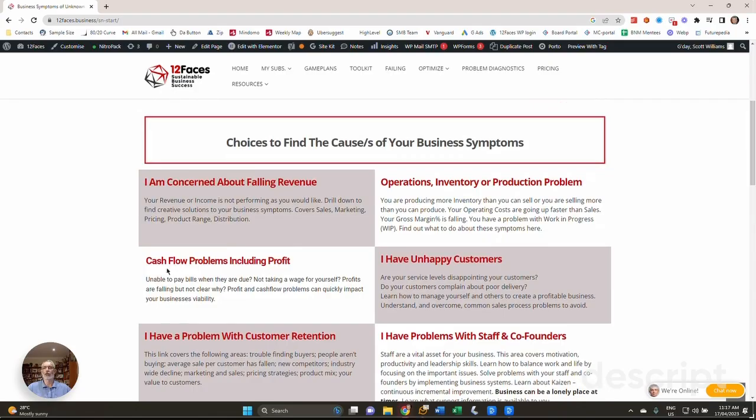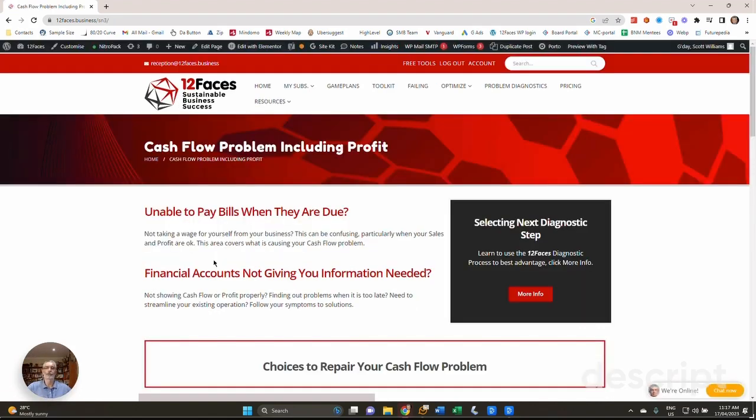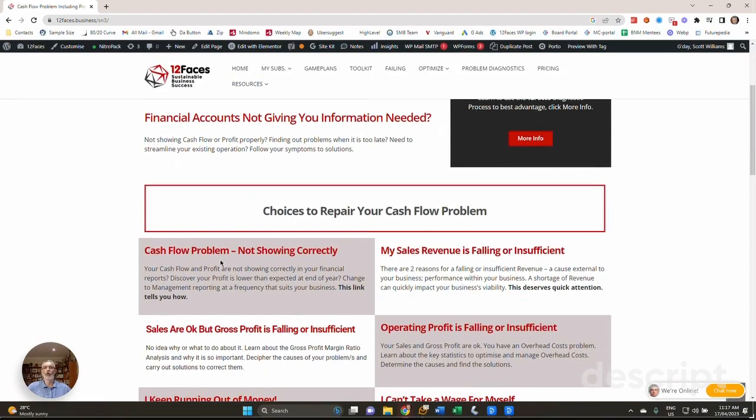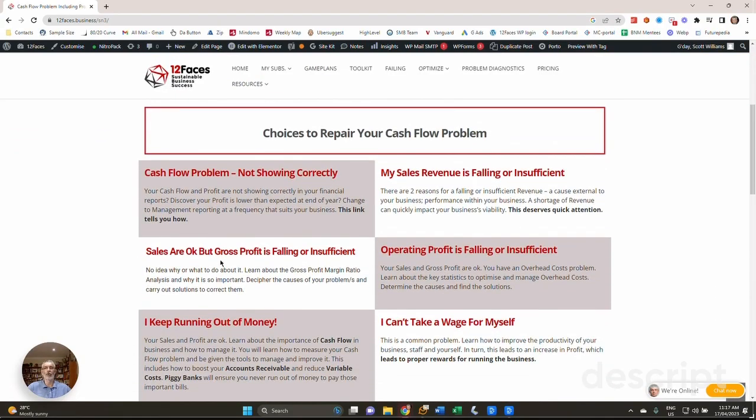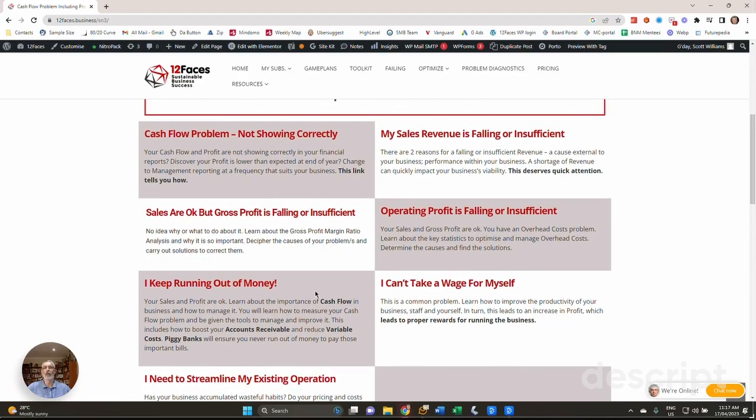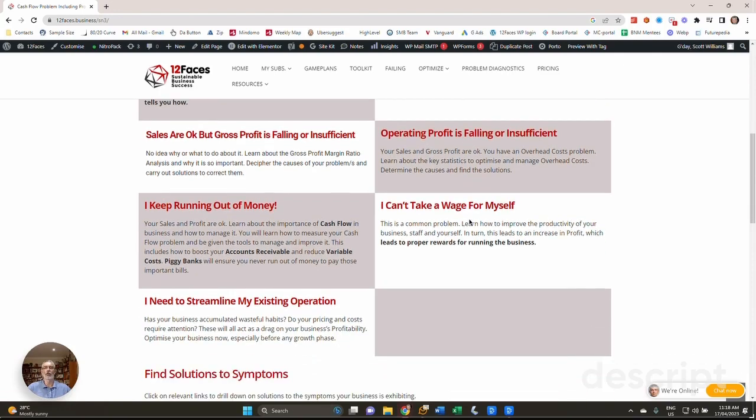So Harry's case is that he's unable to pay bills when they fall due. He's not able to pay the wages when they fall due. So we're going to click on that and we'll go down our funnel a layer. So we're looking here at some of the choices for fixing his cash flow problem. It could be that it's not showing correctly in his accounts, so we need to fix his accounts. Could be that his revenue is insufficient. He doesn't get enough money coming in to pay it. Could be that his sales are okay, but the gross profit from sales is falling. So that's an operational issue that we need to fix. It could be that overall profit, the bottom line, is falling or insufficient.